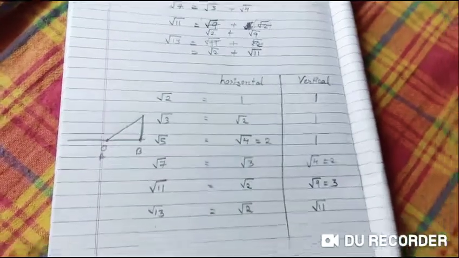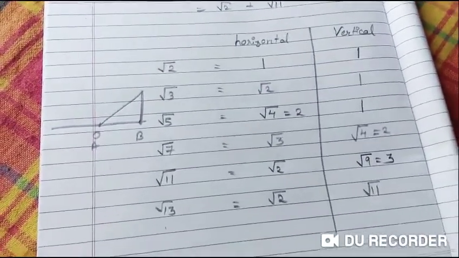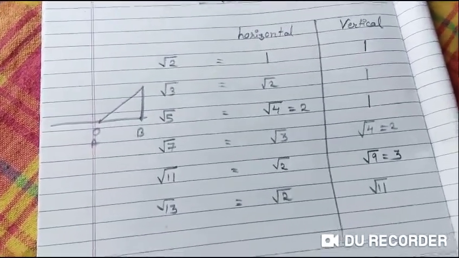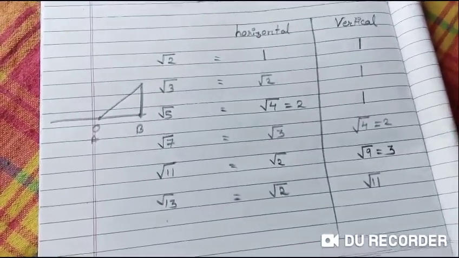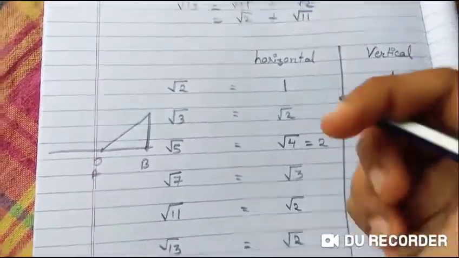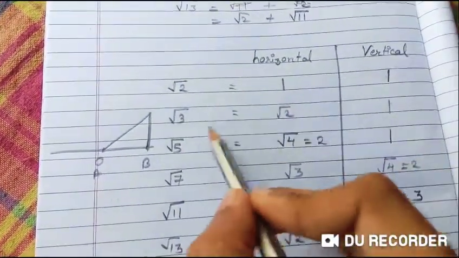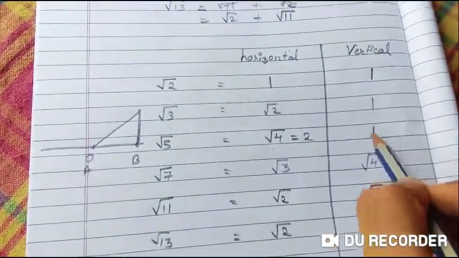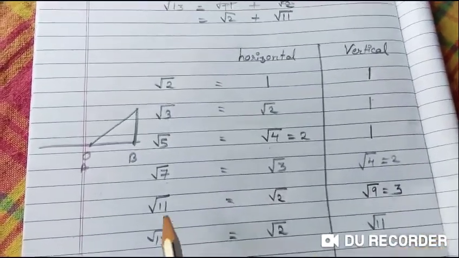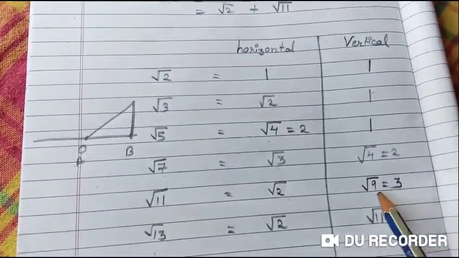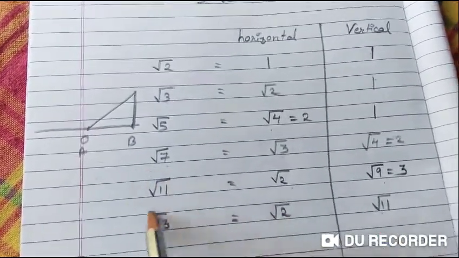So you got to know how you can plot the irrational numbers which are the roots of prime numbers. But for every prime number you have a different set of horizontal and vertical plottings. For root 2 you did 1 and 1. For root 3 you did root 2 and 1. For root 5 you did root 4 and 1. For root 7 you will be doing root 3 and root 4, that is 2. For root 11 you will be doing root 2 and root 9, which is 3. For root 13 you will be doing root 2 and root 11, which we got from here.